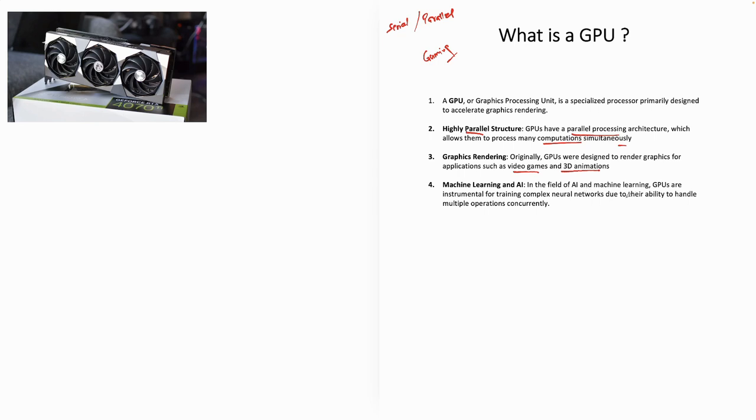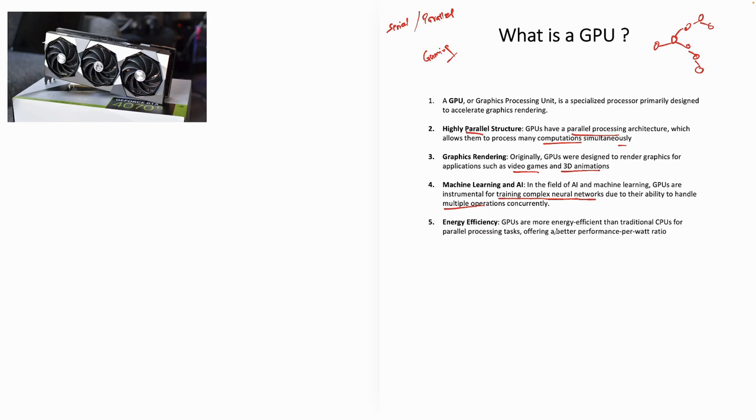In the field of AI and machine learning, GPUs are instrumental for training complex neural networks. Because just think about neural networks, right? As we saw, there are multiple nodes that are connected to each other. So GPUs, with their parallel processing, really help in training these models, right? Because you can handle multiple operations concurrently, hence this parallelism, and thousands of cores running in parallel really help machine learning and AI.